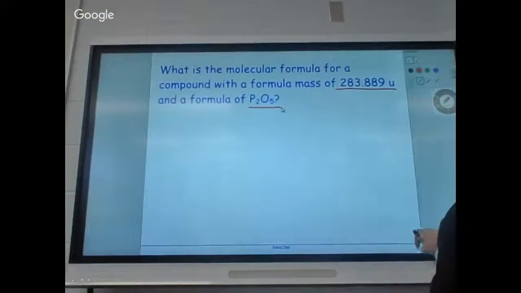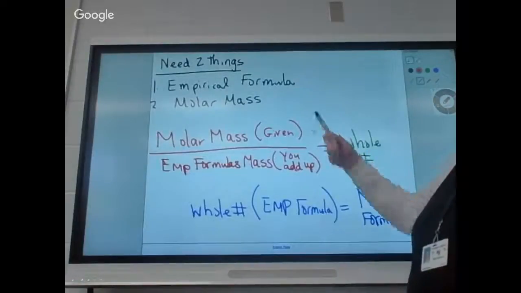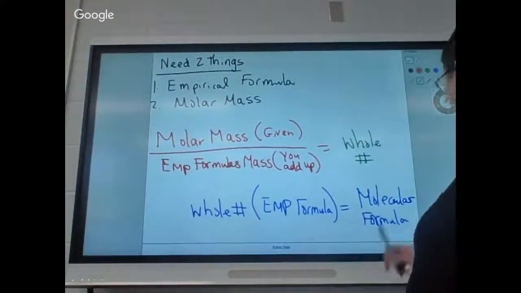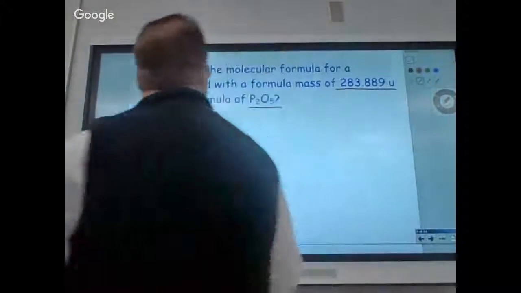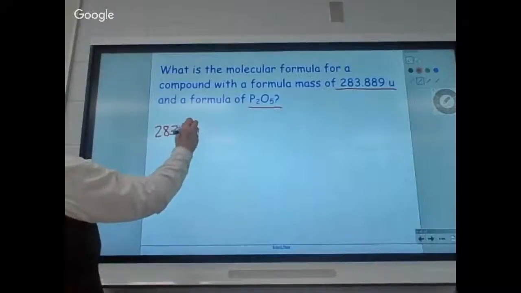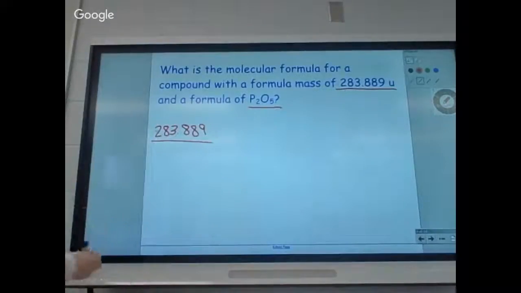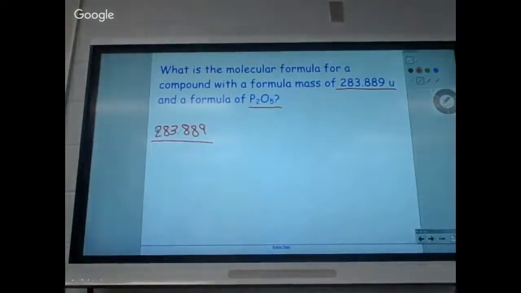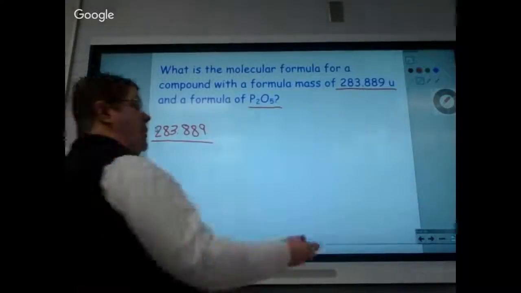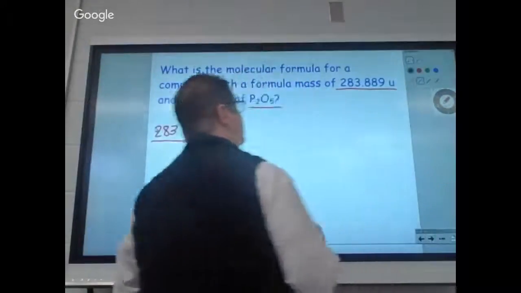So the steps are take the mass that's given and divide by the mass you add up. The mass that's given is 283.889 divided by the mass you add up. What was the only thing I have to add up? P2O5. This is a skill that's on the test tomorrow, by the way. How do we add up P2O5? You break it apart and then you find the mass.